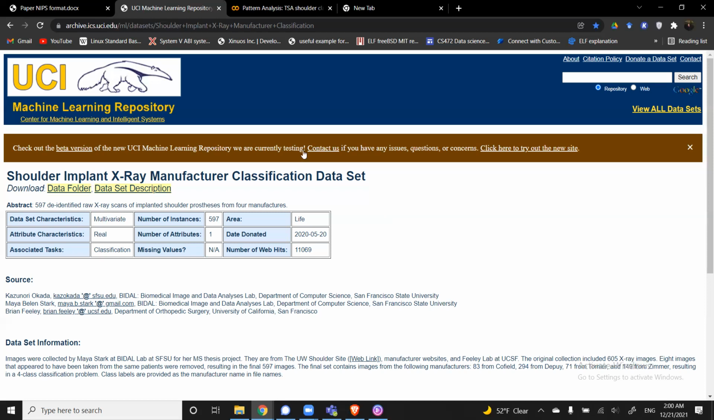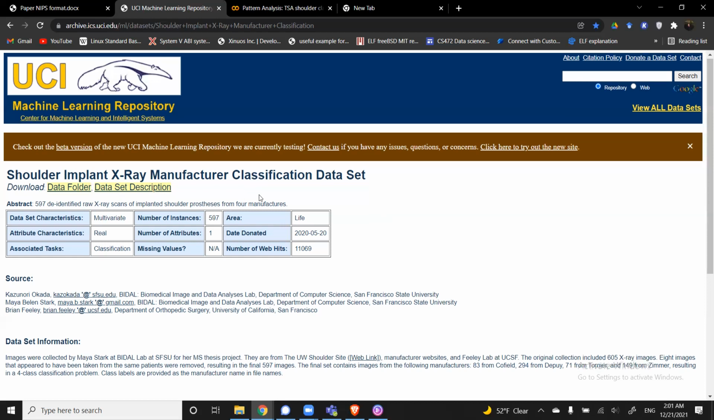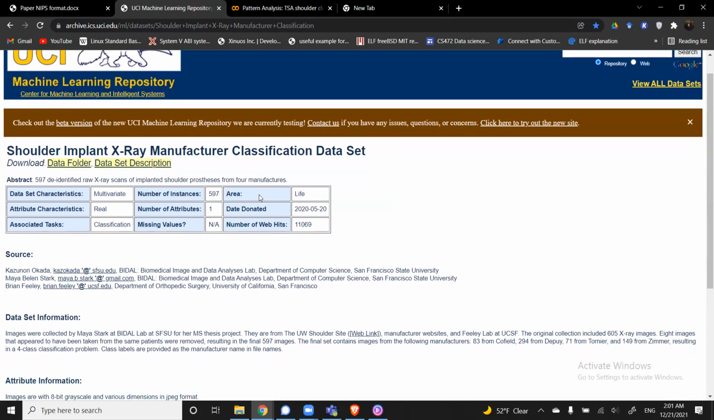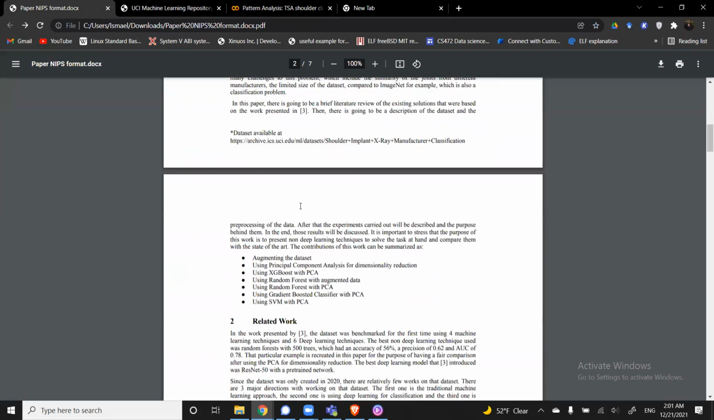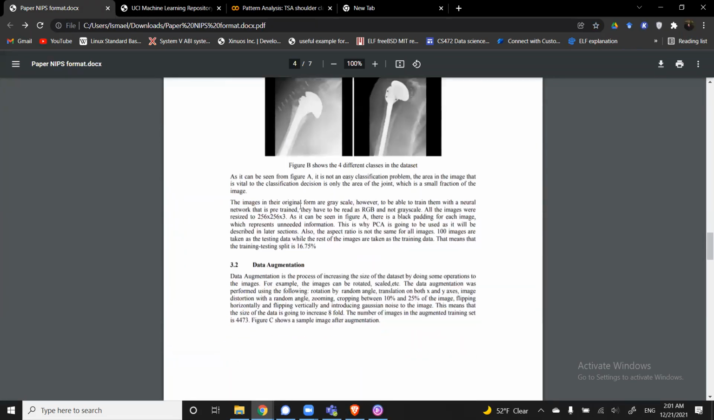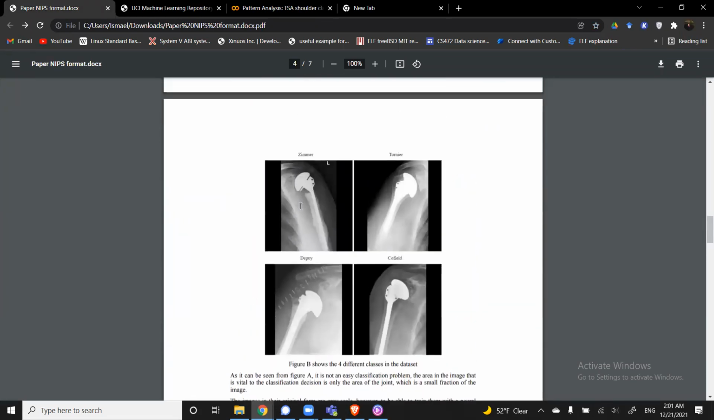So with this data set, they collected 597 instances or X-ray scans, and the images belonged to 4 classes that represented 4 manufacturers. These manufacturers are called Zimmer, Tornier, DuPuy, and Coldfield, as shown here in this image and paper.